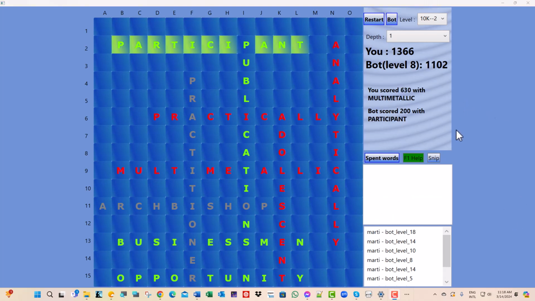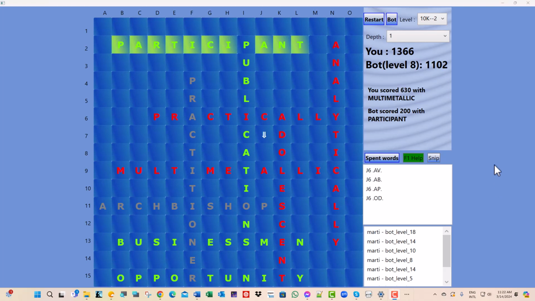So let's look at multi-metallic. It's a triple bridge. The spans for the first bridge are ME, then for the second A, and for the third bridge LI. This brings me a lot of points, 630. The bot made participant, no bridge, so he only gets 200 points.